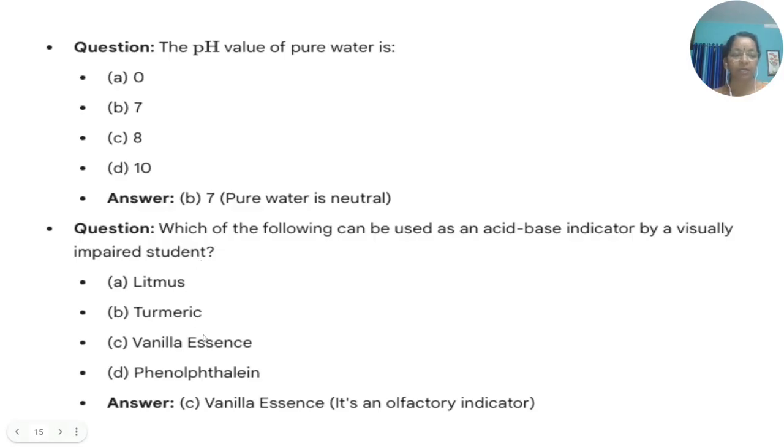So litmus, turmeric, phenolphthalein, all these are observing. By observing only we can find, but smell, vanilla essence is an olfactory indicator which is changing its smell. So this is the answer, vanilla essence, option C, acid base indicator. Okay, olfactory indicator.